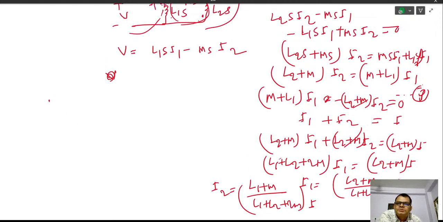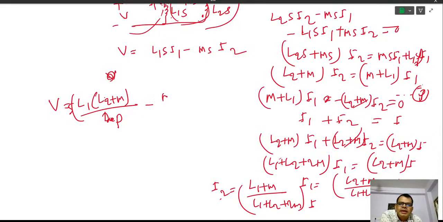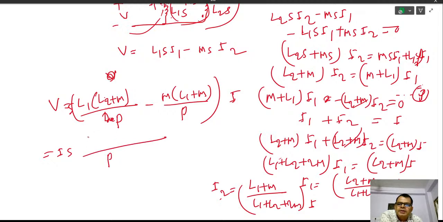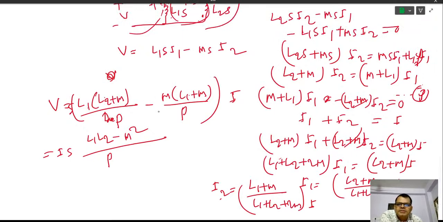Now put these values here. So V is equal to L1 s, common gone, L1, and I1 is (L2 plus M) upon, let's say simply P, write this term, L1 plus L2 plus 2M is P, then minus M into (L1 plus M) upon P and I. So I into s P upon L1 L2, (L1 plus M) minus (L1 plus M) cancel, L1 L2 minus M square.